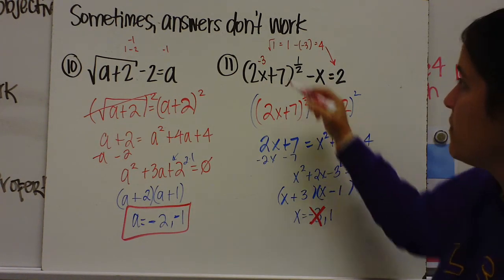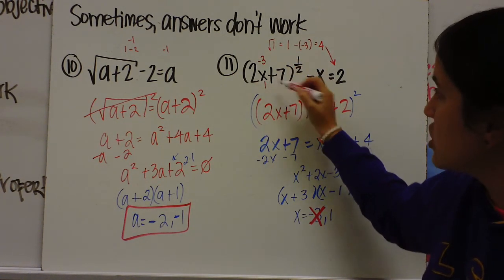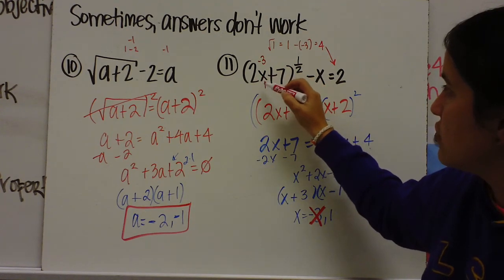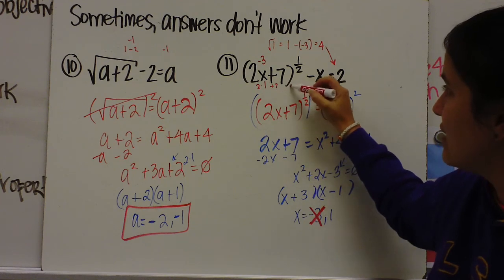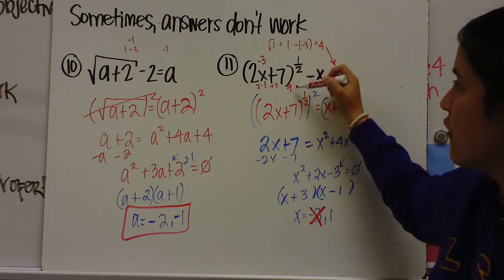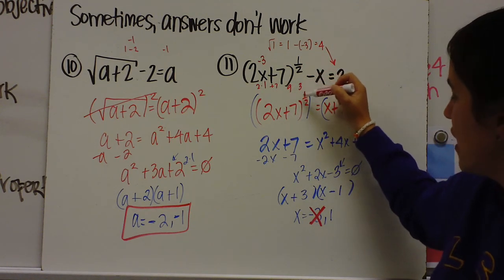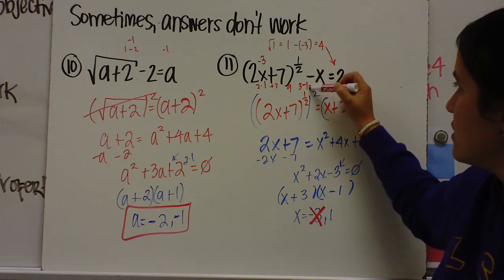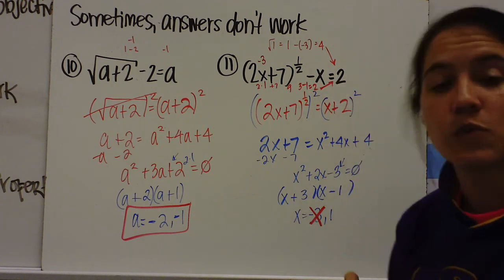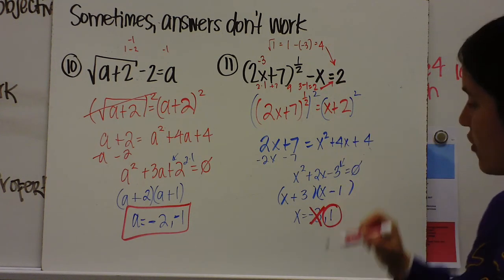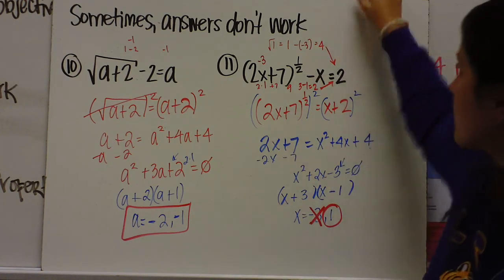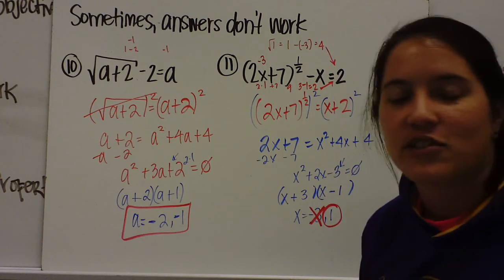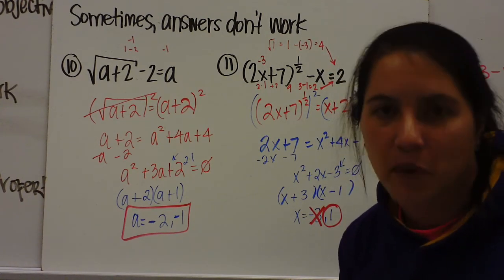Now let's try 1. 2 times 1 is 2, plus 7 is 9. The square root of 9 is 3. And 3 minus 1 is 2. And that does work. So 1 is our only answer that works. -3 does not work. Okay, so I know that was a lot, so we'll practice more.